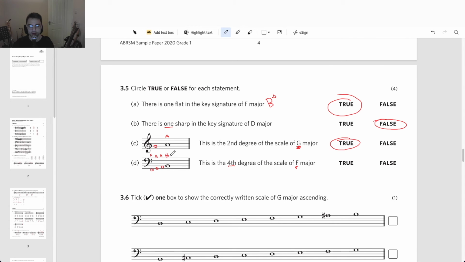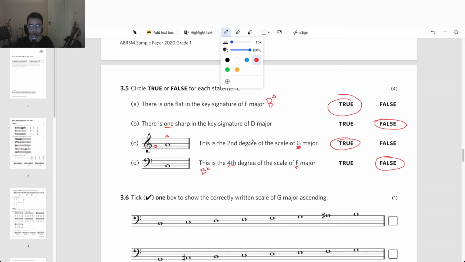Well, watch out, because what's the key signature for F major? It's one flat, and that flat is B flat. And is this a B flat? No, it is a B natural. So this is not the fourth degree of the scale of F major. If it was written like this, then it would be, but it's not. It's a B natural.